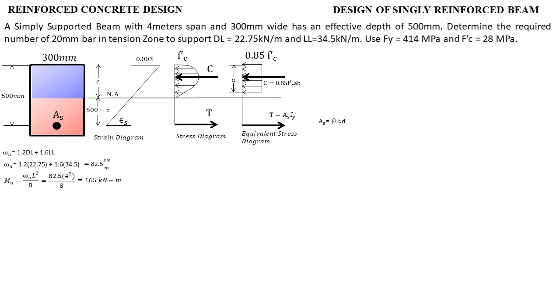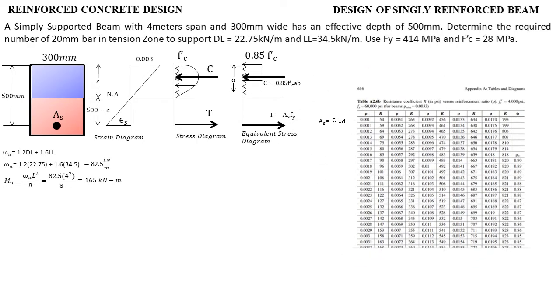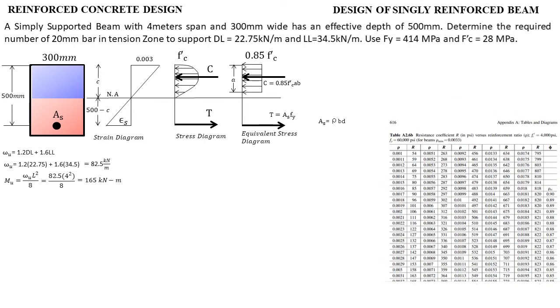Okay, one way to compute rho is by the table. This can be found at the back of our textbooks, in the design tables. Here we will see rho and R, where R is the resistance coefficient. This table is in PSI units. So once we have R, we can immediately get rho.